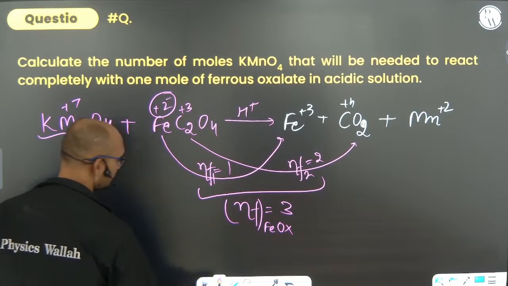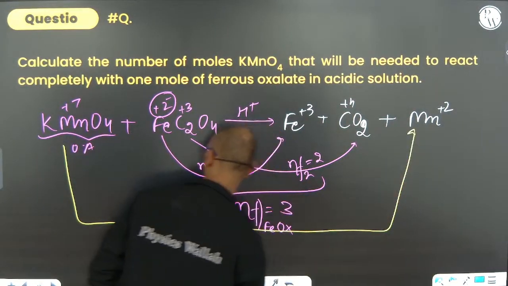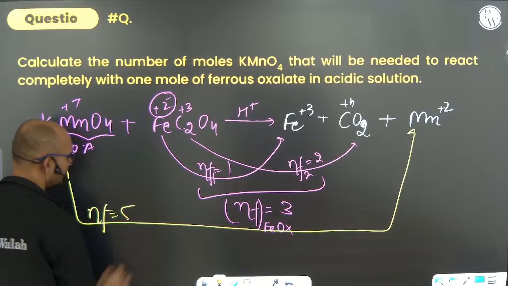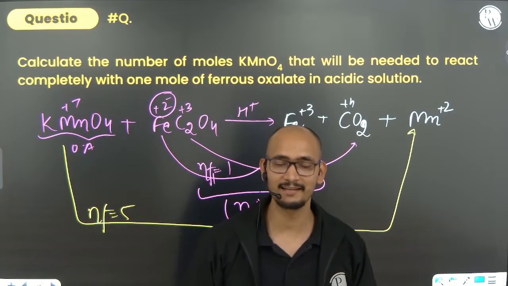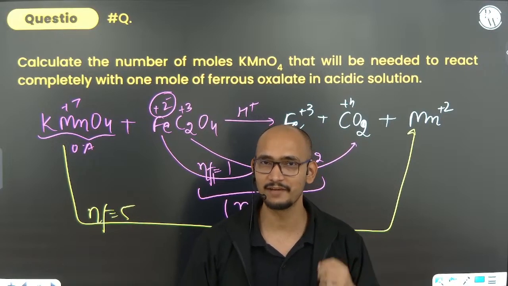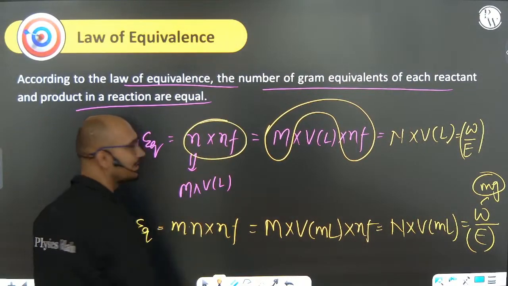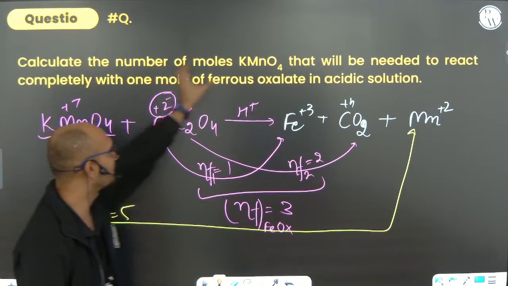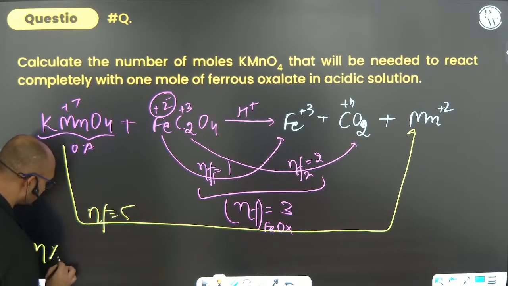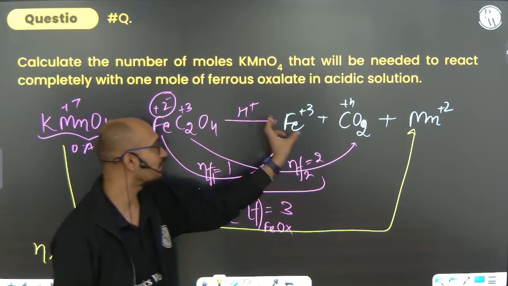What about KMnO4 in acidic medium? I hope we already know that n factor is 5. Now we know that for any reaction, whatever two substances are reacting, their gram equivalents are the same. Where was the n factor in this whole formula? N into n factor. It is asking for the number of moles of KMnO4. So n of KMnO4 multiplied by n factor of KMnO4, which is 5, equals moles of ferrous oxalate times its n factor.